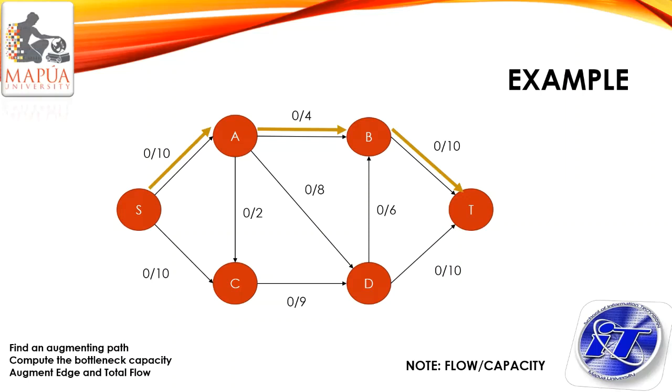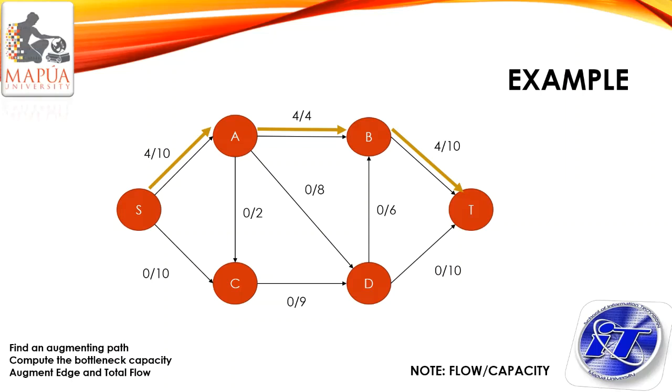Which edge has the minimum value or minimum capacity? So this will be the bottleneck. So it's 4. Therefore, when we choose this path, the maximum value that will flow is just 4. So 4 out of 10 will be used here, and also 4 out of 10 will be used from B to T. Okay, so that will be our first path.